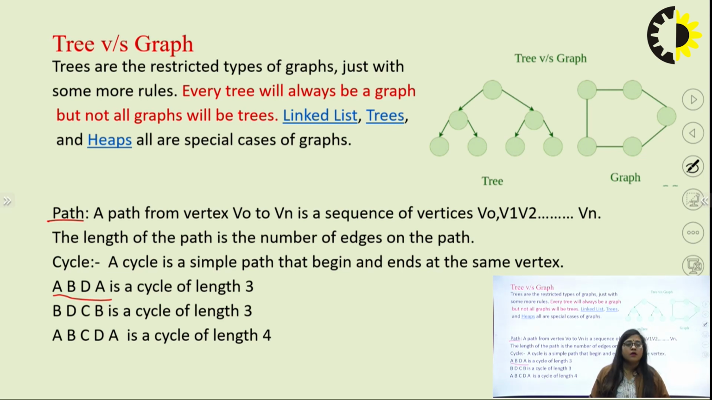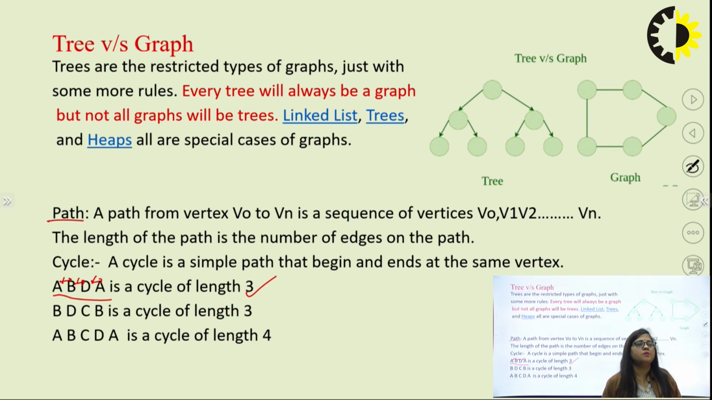So what is the path and what is the length of this? A to B has 1 edge, B to D also has 1 edge, and D to A also has 1 edge. So how many edges are required? 3. So the cycle of this has length 3.